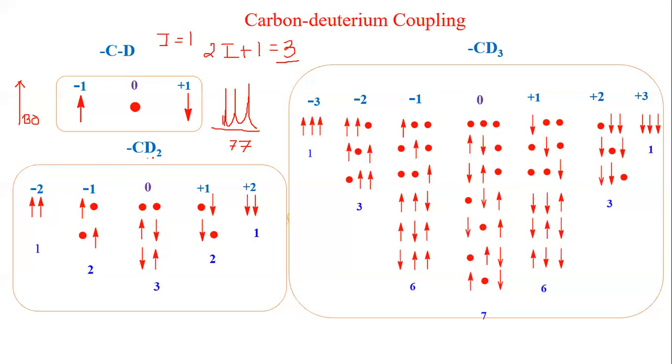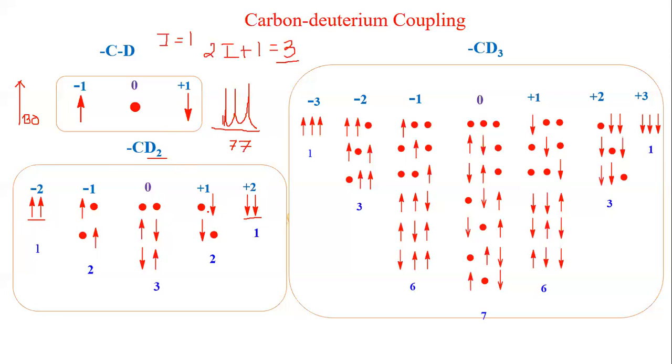Now, if there are 2 deuteriums attached to the carbon atom, then these deuteriums can take different orientations. What are those different orientations? Look at this. This is -2, -1, 0, +1, and +2. That is -2 to +2. Total 5 different orientations these 2 deuteriums can take. +2 orientation means both the deuteriums will have their spins opposite to the applied magnetic field, while -2 means both the deuteriums will have their spins parallel to the applied magnetic field.